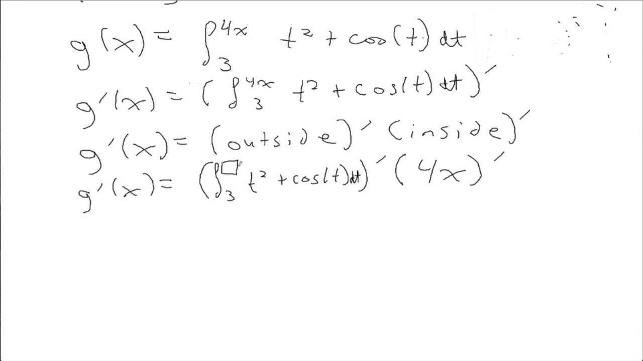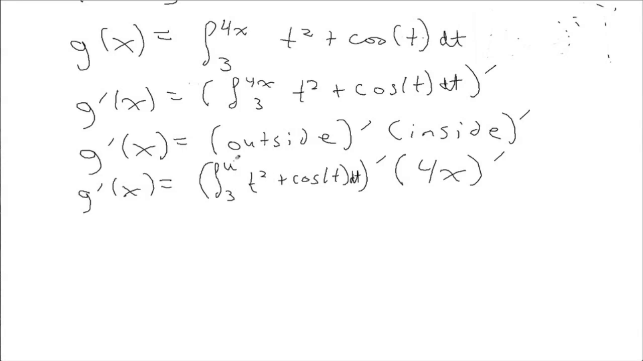This is where the inside function used to be, right? This is the position where the inside function used to be, because the inside function is decided as 4x. So what have we done in the past to replace the inside function? If you recall, we've called the inside function u.